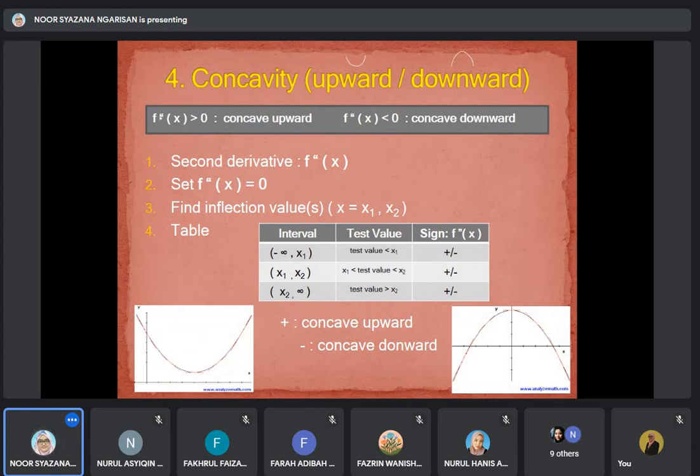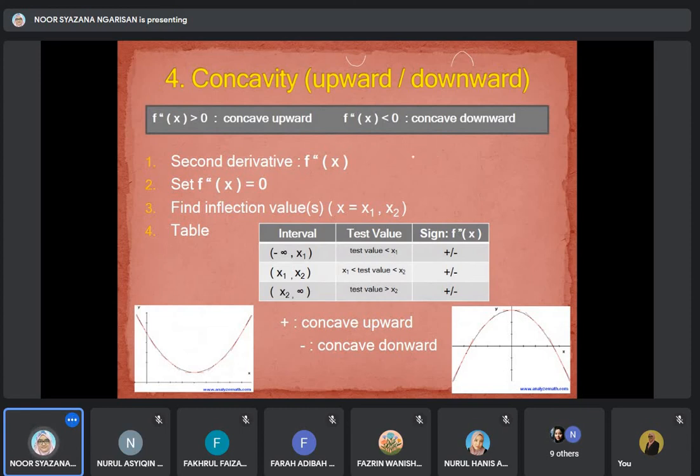So, tengok sign dekat sini. This is the sign for second derivative. Maksudnya kena differentiate dua kali. If the value for second derivative is more than 0, then it is concave upward. If the value for second derivative less than 0, then concave downward.